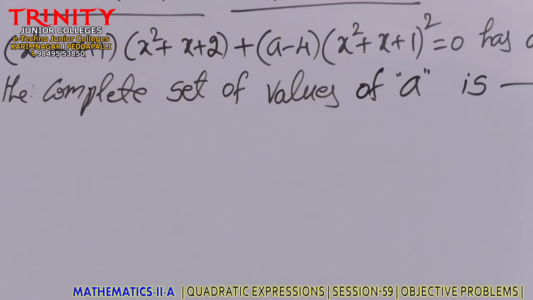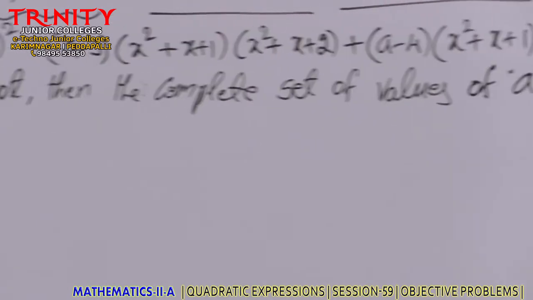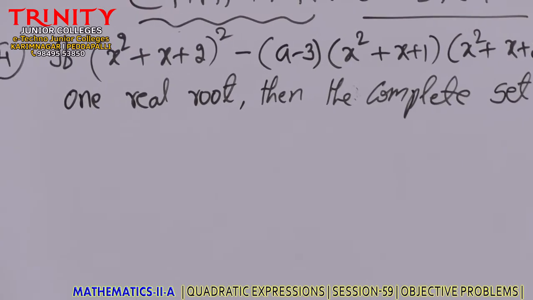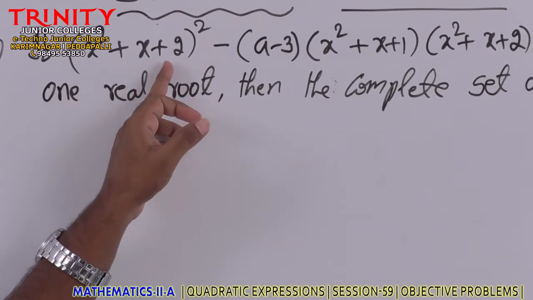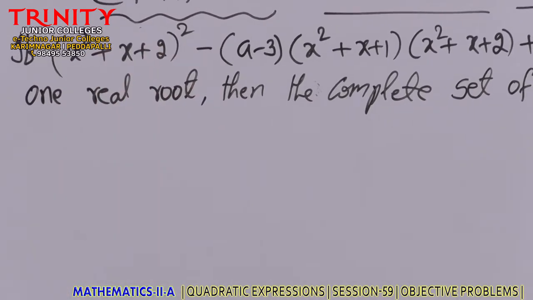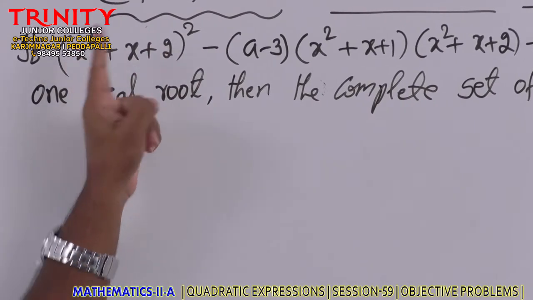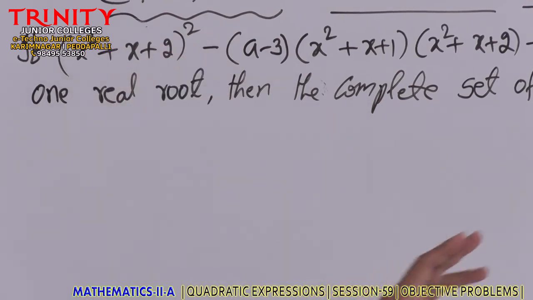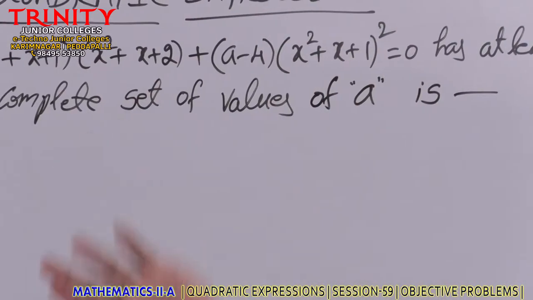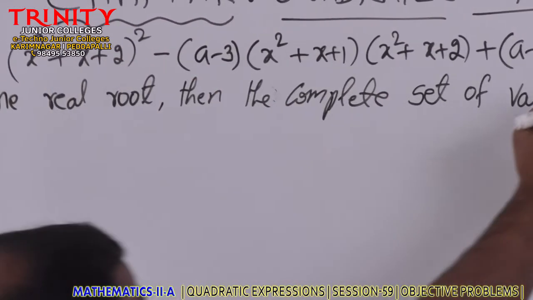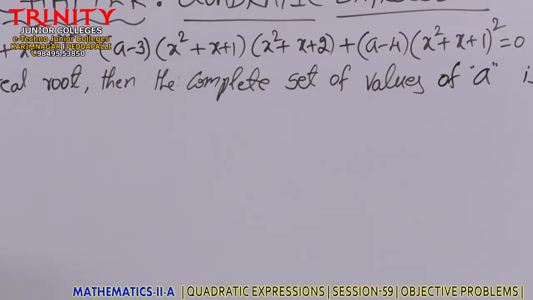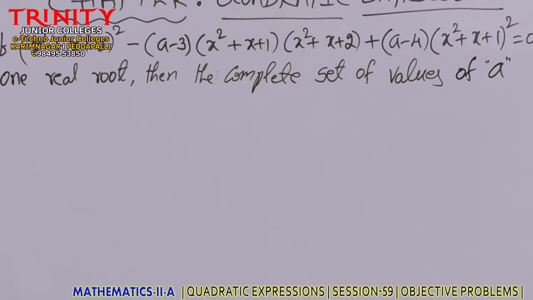See, observe this equation. First of all, it is not a quadratic equation. It is a biquadratic equation. Why? Because here we have x square plus x plus 2 whole square. X square whole square is there. Here also x square whole square is there, but both are different terms. This is x square plus x plus 2. This is x square plus x plus 1. Therefore, both are different expressions.